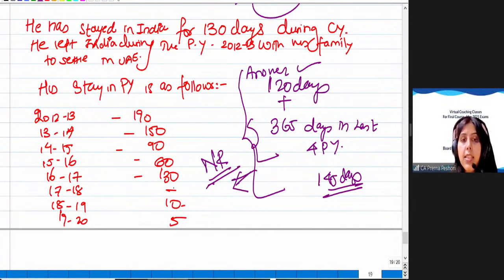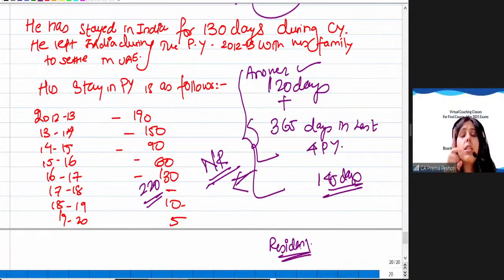Say for example, in this 17-18, if I would have considered 220 days, right? Then in that case, what would have happened? He would have become resident. Because in the last 4 previous years, he would have been present for more than 365 days. But since he is not present, he becomes a non-resident. If he would have become resident, because he would have satisfied both the conditions under the basic condition, he would have been RNOR. Are you clear? Right? But now he is non-resident. So we need not check any requirement. Are you clear with this? Any doubts?